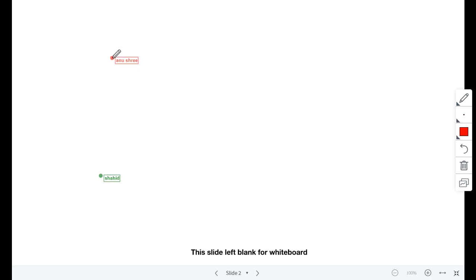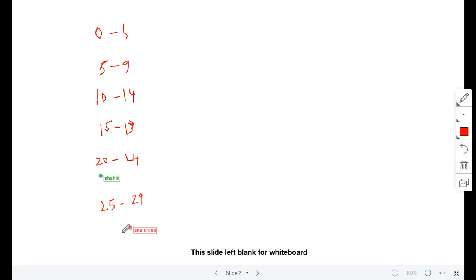It says class interval of 5, right? So it's 0 to 4, 5 to 9, then 10 to 14, 15 to 19, then 20 to 24, and then 25 to 29, and then 30 to 34. That's the maximum, yeah? Yes, yeah.